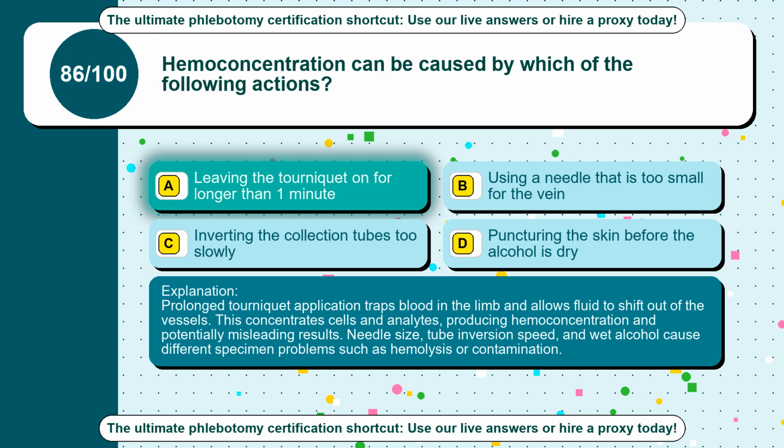This concentrates cells and analytes, producing hemoconcentration and potentially misleading results. Needle size, tube inversion speed, and wet alcohol cause different specimen problems such as hemolysis or contamination.